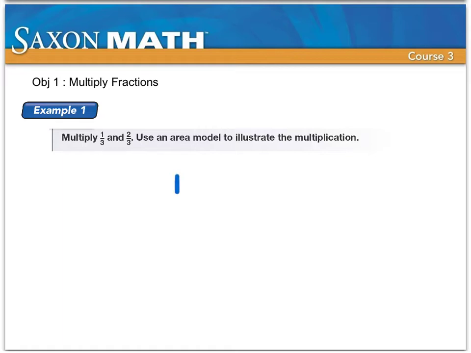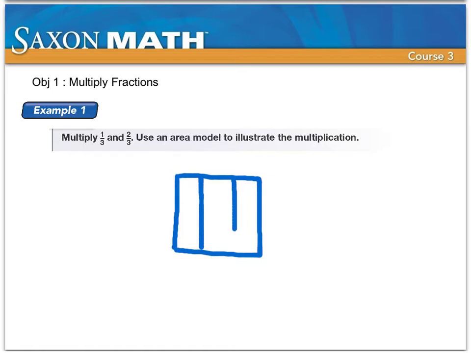Alright, so area model means let's draw a rectangle or a square. Okay, and I've got to represent 1/3. Well, I'm going to do that by splitting this rectangle into 3 parts and shading 1/3 of that. Okay, so that is 1/3.